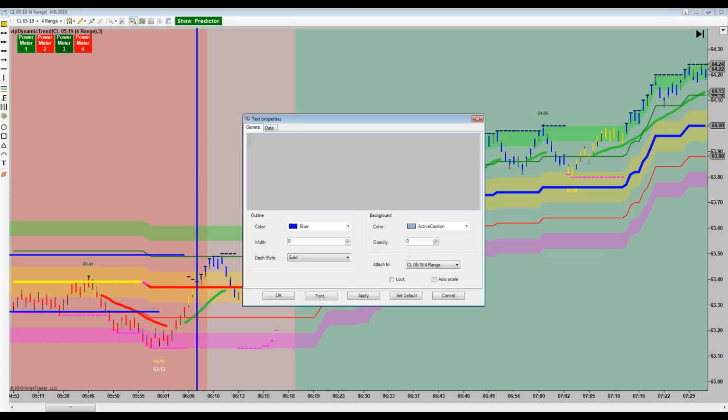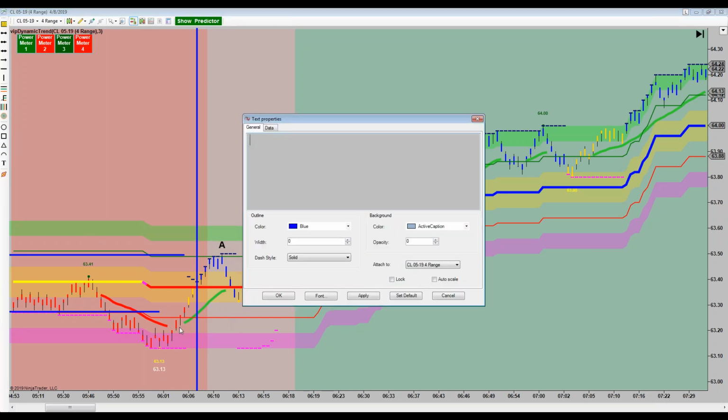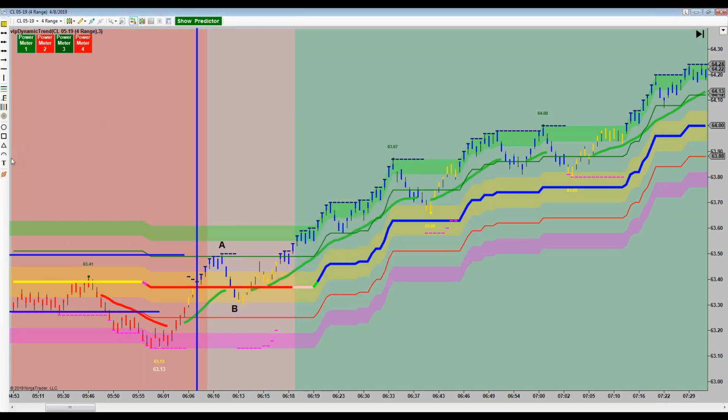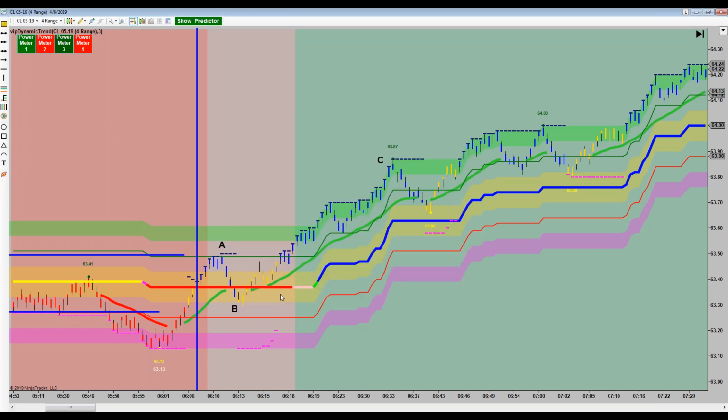Is it at A, here? Is it at B, here? Or is it at C, here? Type in a letter, 5 seconds on the clock, cast your vote. A, B, or C? Which one of those locations would be a possibility for you to take a long trade, either through a box, using the object trader tool, region box, or market order, limit orders?